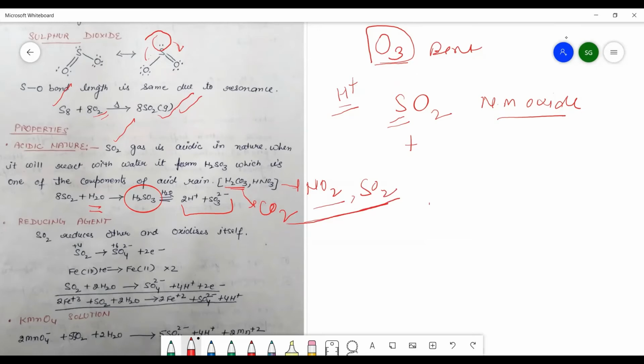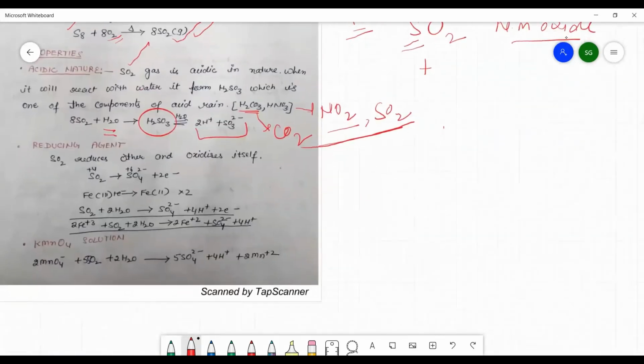It is very harmful for the fields also. It can change the nature of the soil, so that it will affect the production of the field products. Now the SO2 can act as a reducing agent.